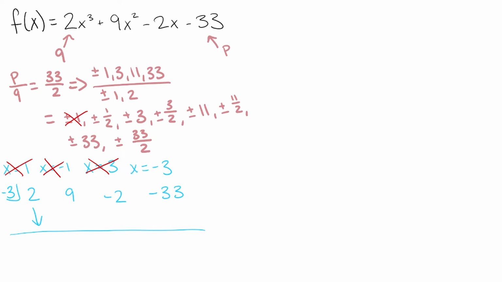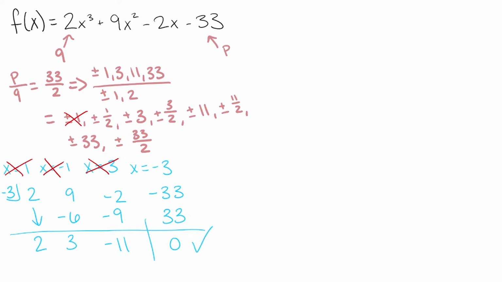We'll bring down our 2. Negative 3 times 2 is negative 6. 9 plus negative 6 is positive 3. Negative 3 times 3 is negative 9. Negative 2 plus negative 9 is negative 11. Negative 3 times negative 11 is positive 33. And negative 33 plus 33 is 0.